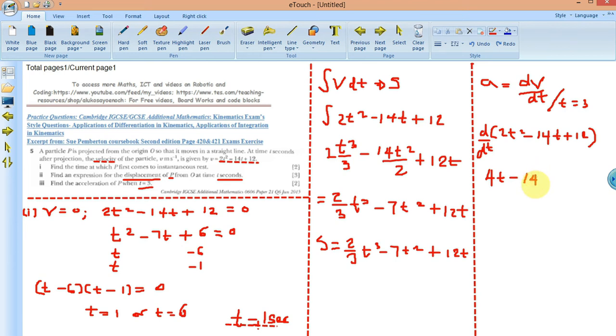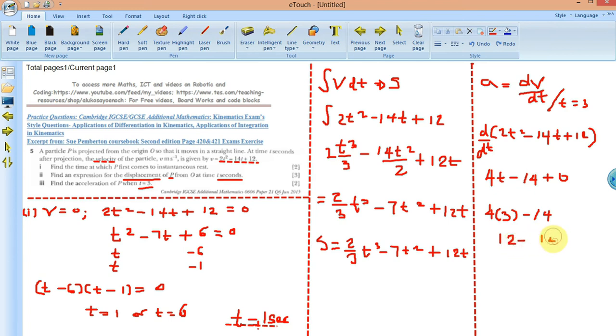Hope that is clear, guys. So that's what I have here. When you differentiate a constant, that will be 0, so plus 0. Now anywhere you see t, just put 3 there. So I have 4 times 3 minus 14. 4 times 3 is 12, so 12 minus 14.